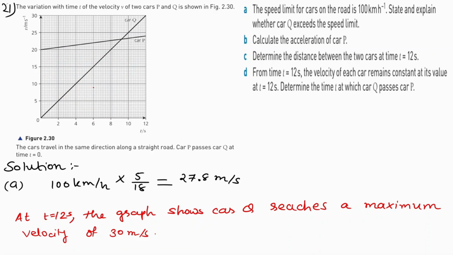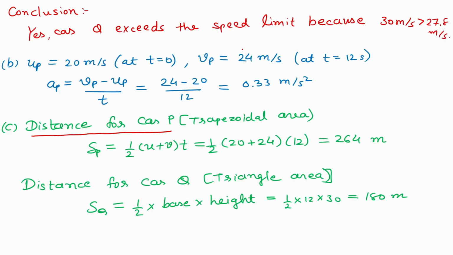For car P, it is like a trapezoidal shape. If you know what a trapezoid is, it is a shape like this. Let's suppose this side is a, this is b, and the height of the trapezoid is h. The area of this trapezoid we can calculate as half of a plus b into height. So here, 1 by 2 u plus v into t. Put the values over here, and you get the answer 264 meter.